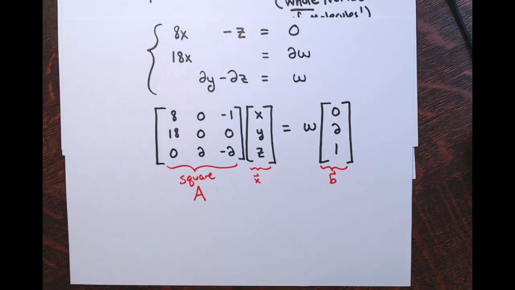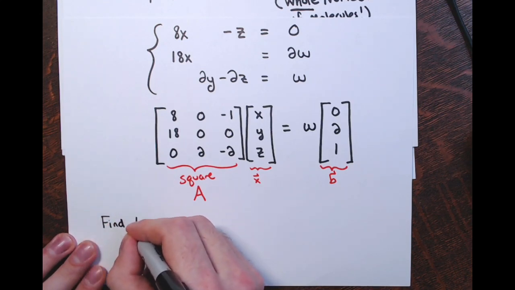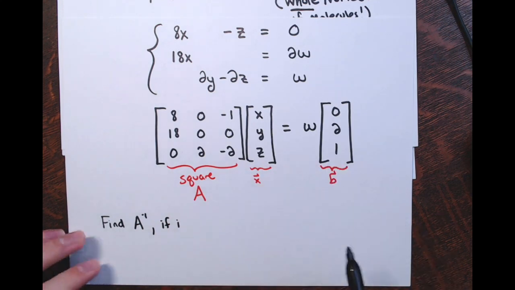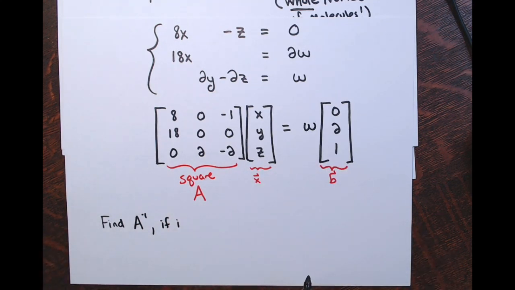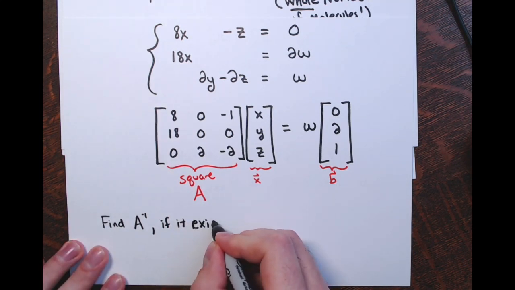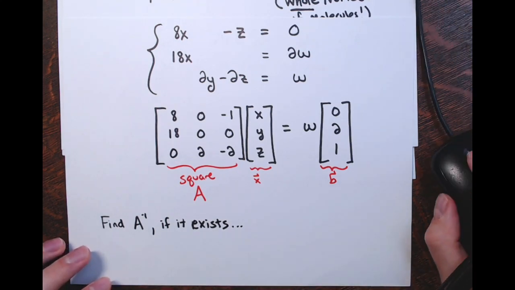So let's find A inverse. I'm just going to have that on the calculator. I'm going to find A inverse, if it exists. Because if it doesn't, then I'd have to solve this some other way. I can't use an inverse if this square matrix doesn't have an inverse. If it exists, I can use a calculator.